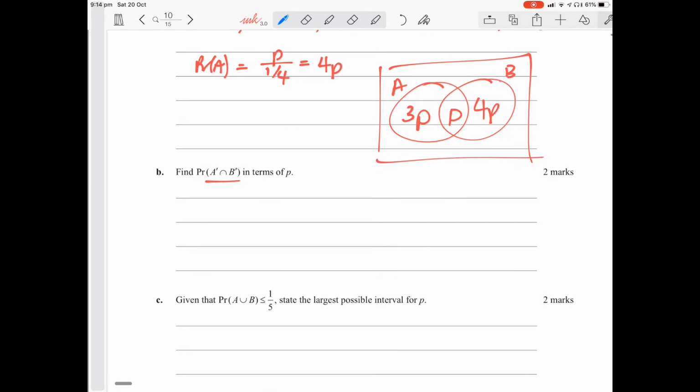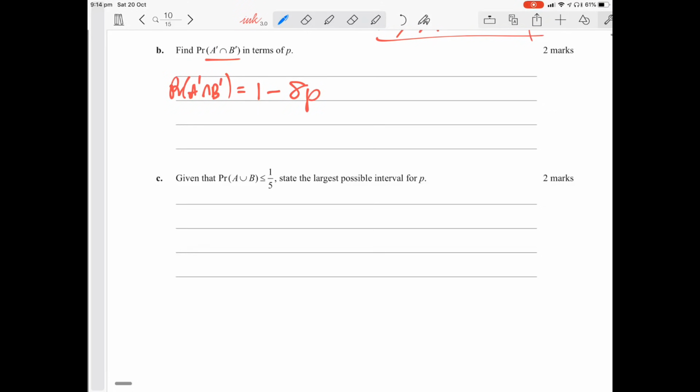So the probability that A naught intersects B naught is everything out here. So it's going to be 1 minus everything in here. So 3P, P, 4P, that's 8P. So the probability of A naught intersects B naught is 1 minus 8P.